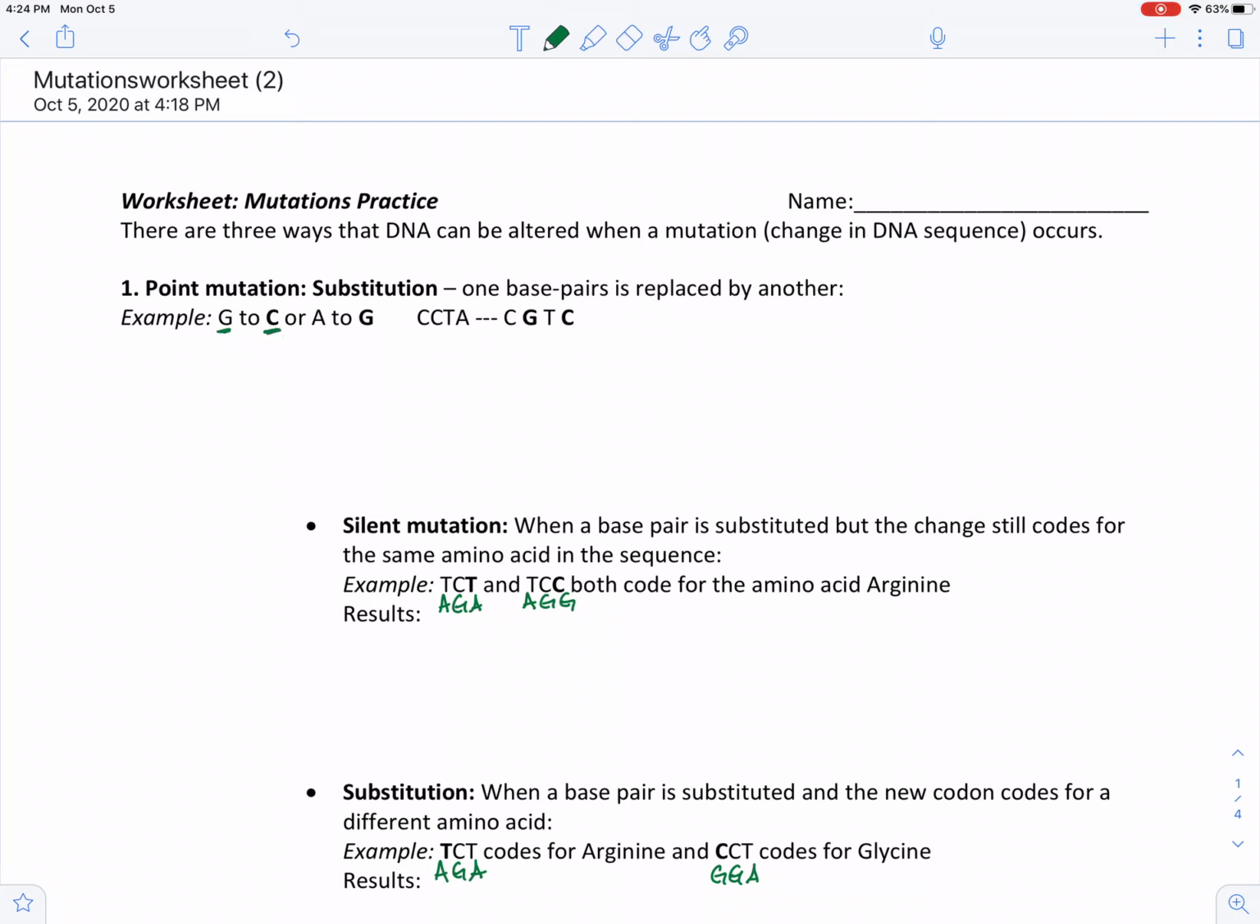So here's my example. I've got a DNA sequence that reads CCTA, and when I have a point mutation, a base is then replaced with a different nucleotide. So C has been replaced with G. And in this case, I have 2 point mutations. So I have one happening here and I have one happening here. So the A has been substituted with a C. So you can have lots of point mutations or just one point mutation. But a point mutation is when one nucleotide or one base is being replaced by a different one.